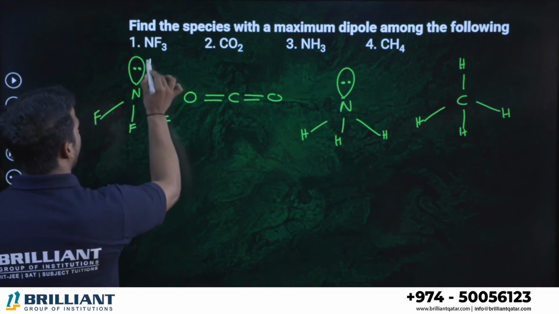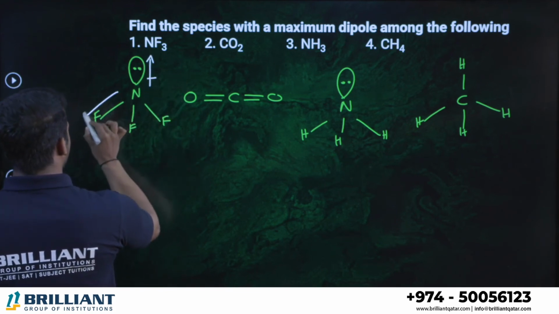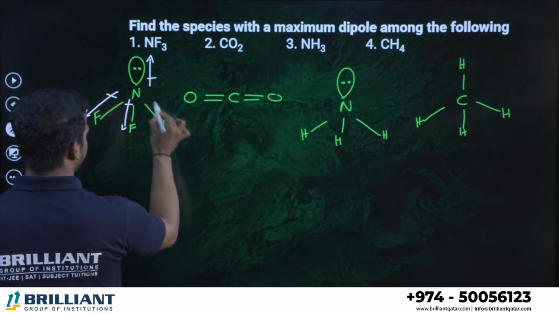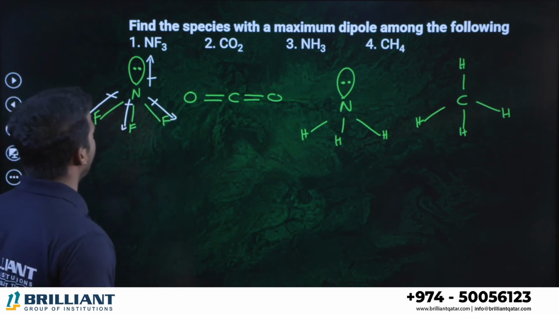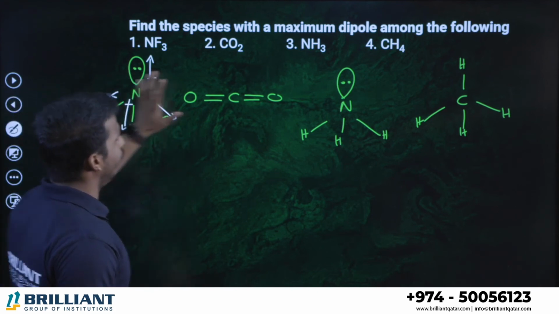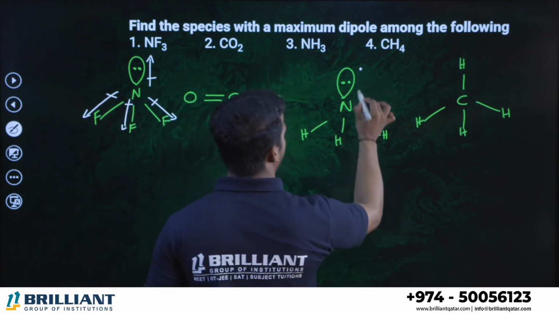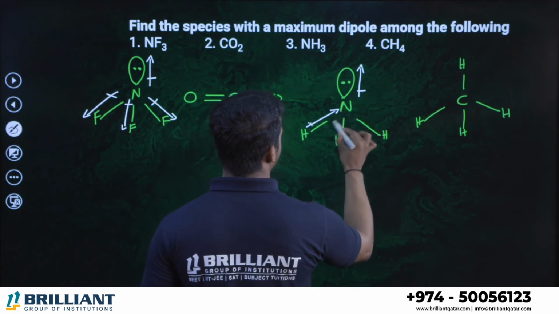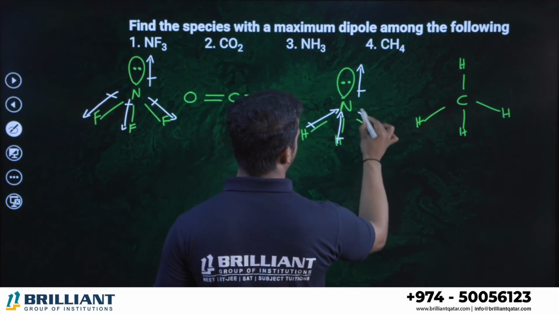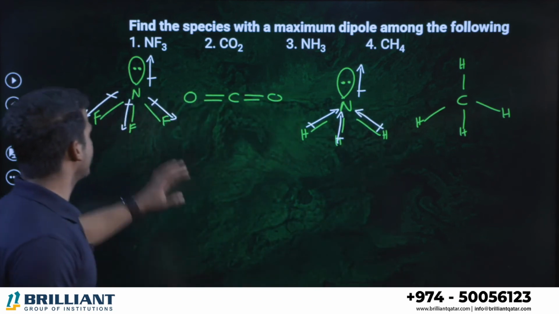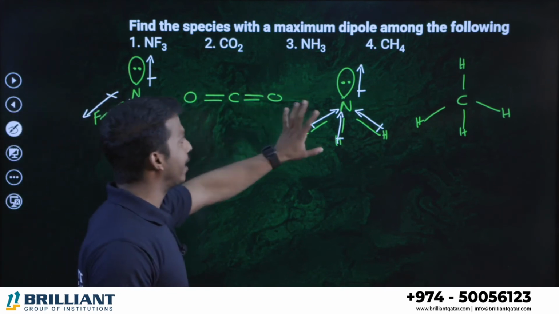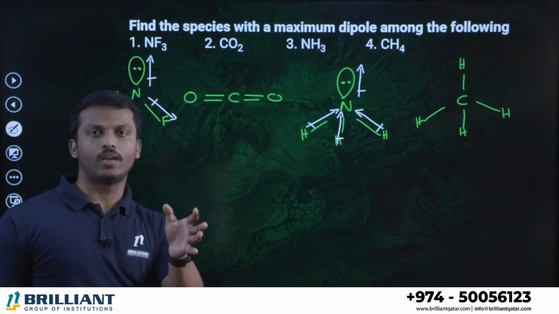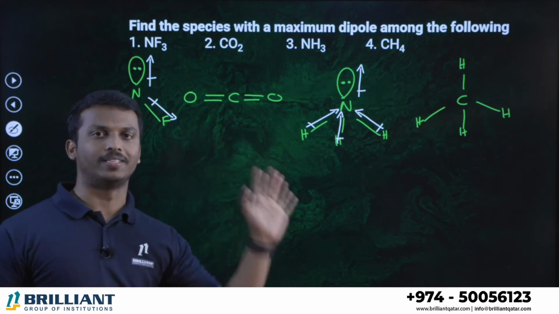All of you, in NF3, the lone pair is pulling upward. Fluorine is most electronegative, so it pulls downward. Okay. Let me just compare NF3 and NH3. Here again, the lone pair is upward. But between nitrogen and hydrogen, nitrogen is more electronegative, so we can draw it like this. When you consider NF3 and NH3, which one do you think has more dipole moment?